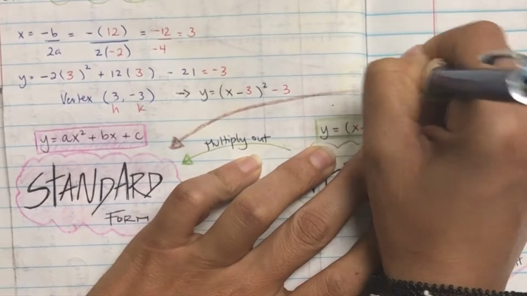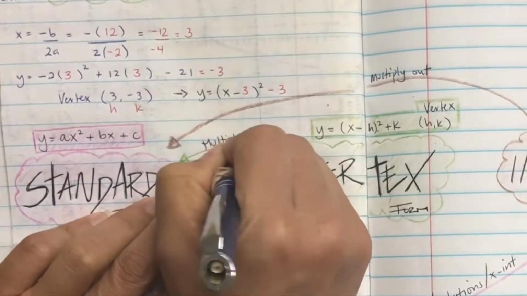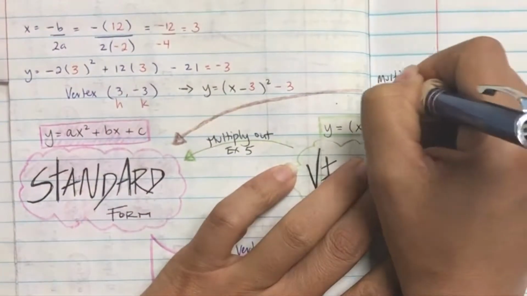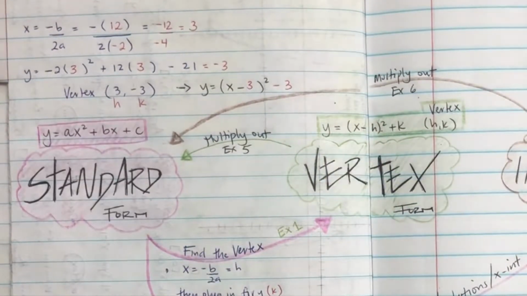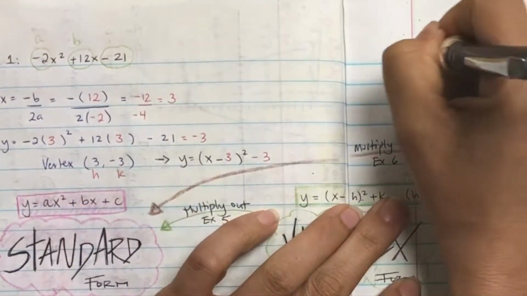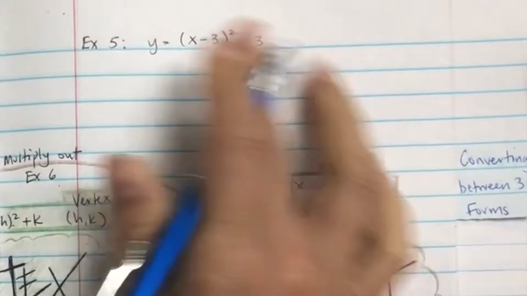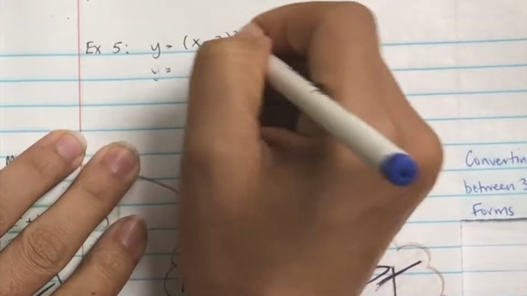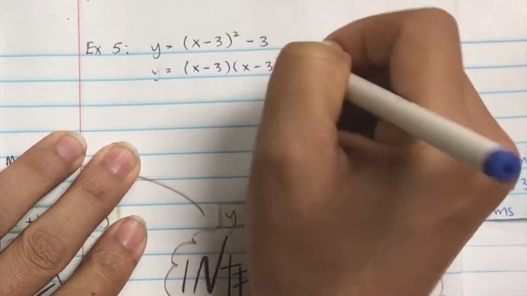Also, from intercept form to standard form is the same thing. You just have to multiply it out. So to get it into standard form, you just multiply it out for both. It doesn't matter which one it is. And that will be example 6. So let's look at vertex to standard. So we're going to copy down the one that we had before, and because I forgot the -2 earlier, I didn't put it in here. I'll put it in later, but put the -2 after the y equals.